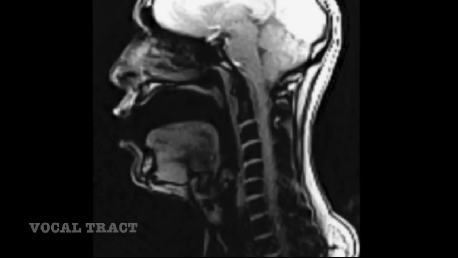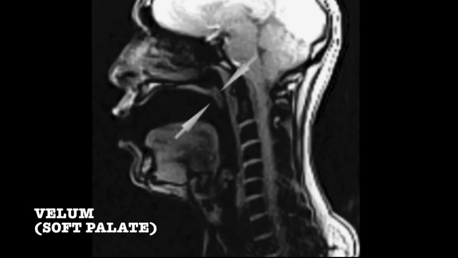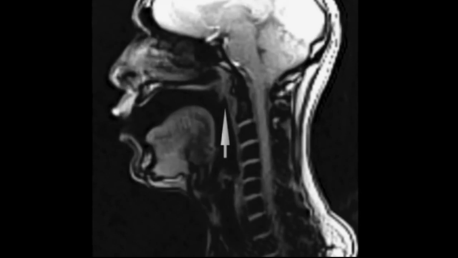can identify some of the features of the vocal tract. Lips. Tongue. This difficult-to-control piece of anatomy is called the velum or the soft palate, but you can think of it as the nose gate. It opens and closes, controlling the flow of air and sound up into the nasal cavity.